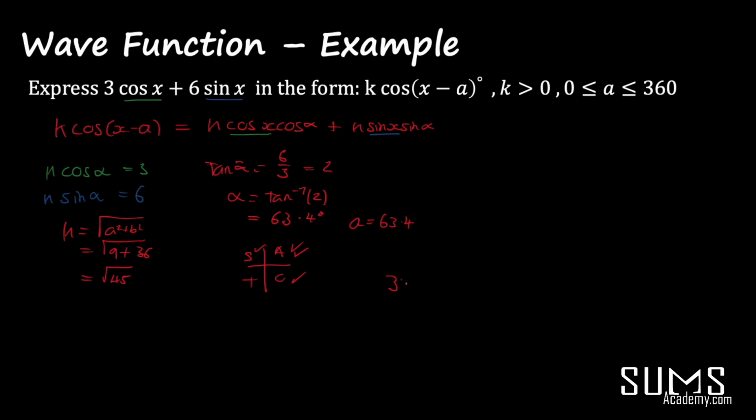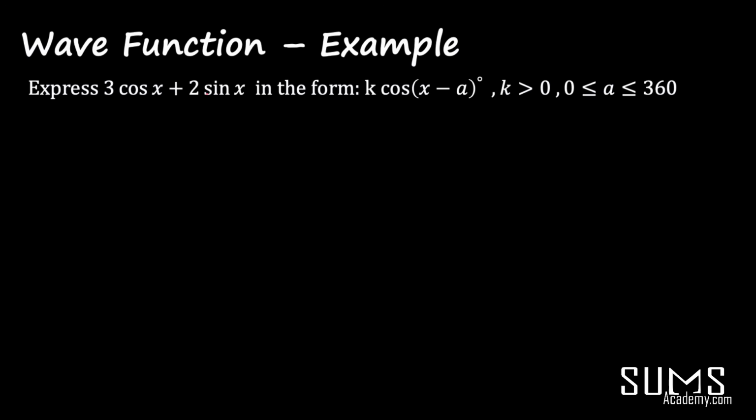So it says 3 cos x plus 6 sin x is equal to root 45 cos(x minus 63.4 degrees). Cool. That's your final answer there. So let's just try out another one.